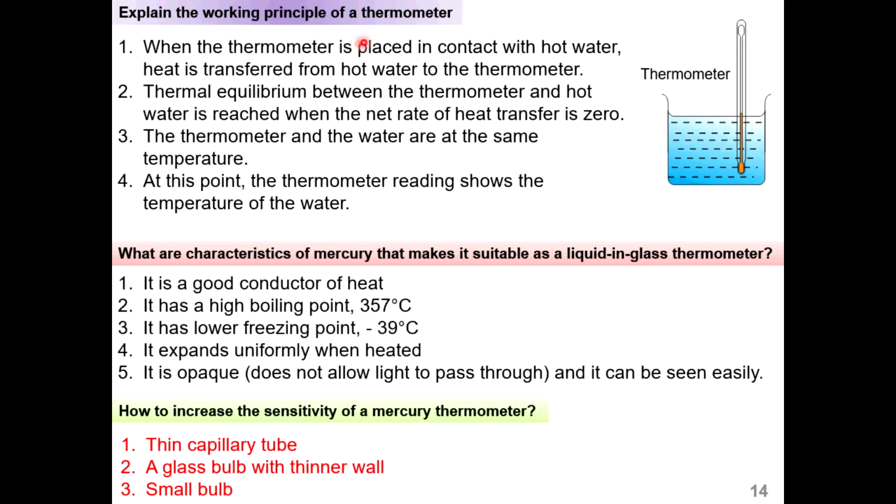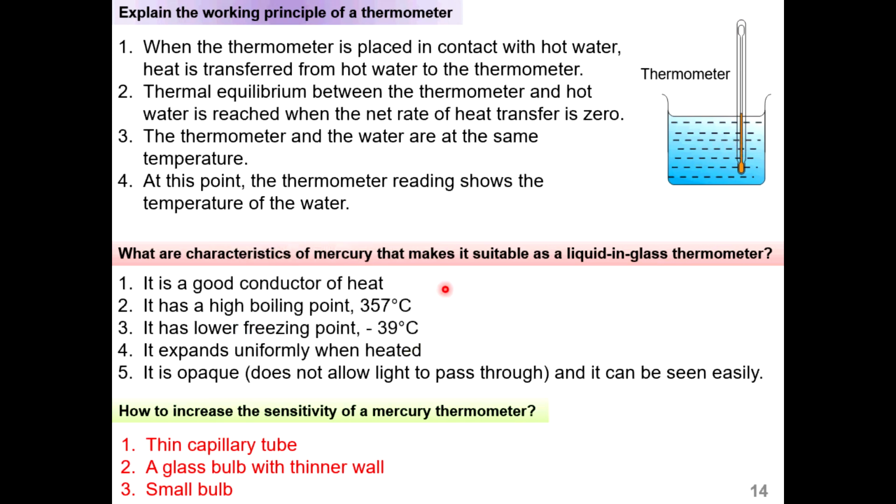Okay, the working principle of a thermometer. When the thermometer is placed in contact with hot water or any object, heat will be transferred from the object to the thermometer. Thermal equilibrium between the thermometer and the object, which is hot water, is reached when the net rate of heat transfer is 0. So the temperature of the thermometer and the temperature of the hot water will be the same. At this point, the reading of the thermometer shows the temperature of the water.